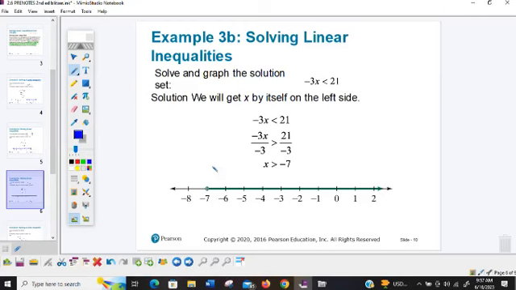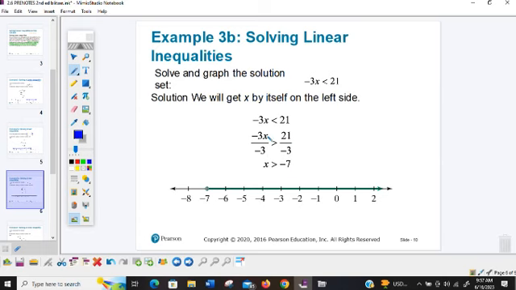Okay, let's do a couple more where we solve the linear inequalities. We have negative 3x is less than 21. We want to get that x by itself. Okay, so if they multiply by negative 3, we are going to divide both sides by negative 3. So here we're going to get x. 21 divided by negative 3 is negative 7.